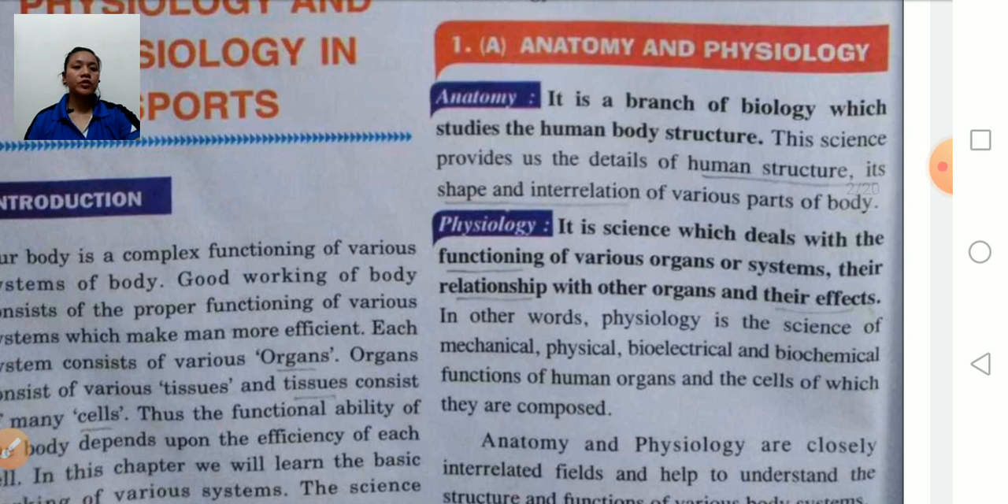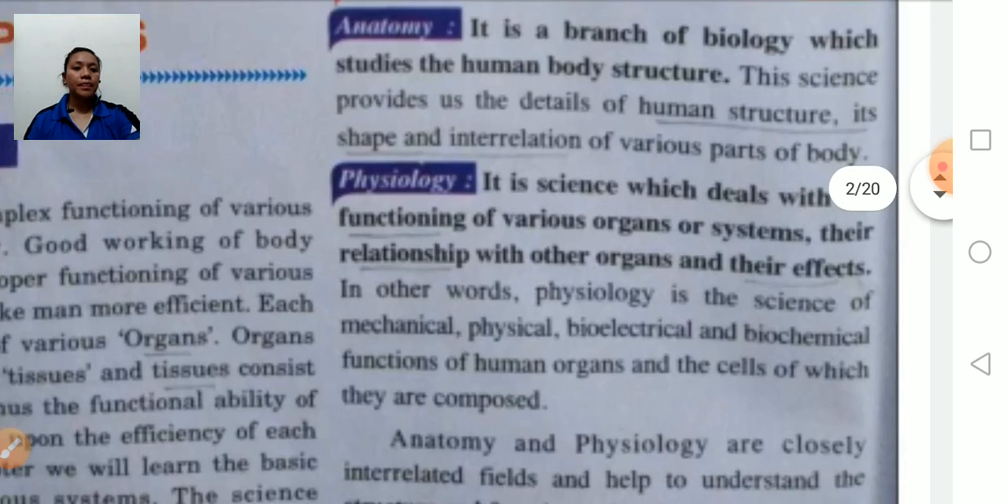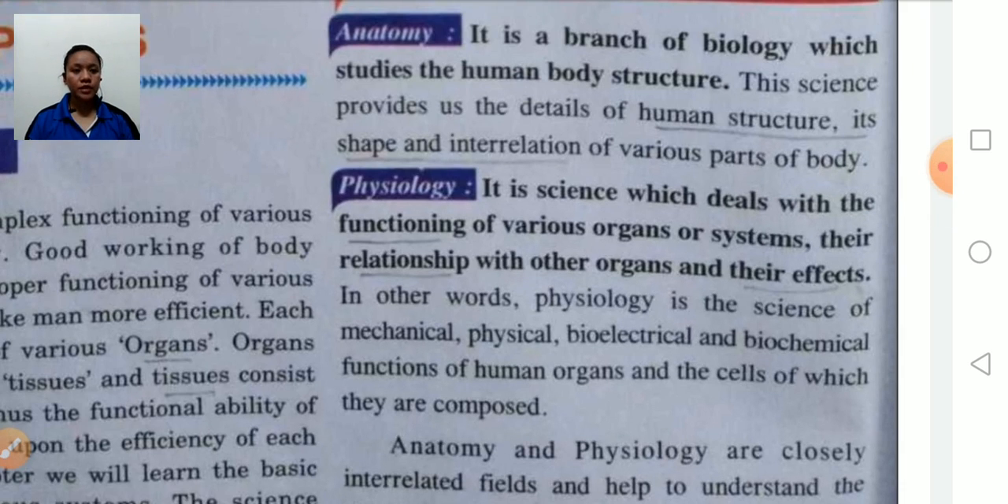Anatomy and physiology. Anatomy is a branch of biology which studies the human body structures. Okay, anatomy क्या है? It is a branch of biology which studies the human body structures. We study about human body structure. This science, anatomy, provides us the knowledge about human body structures, its shape and the interrelation of various parts of the body.